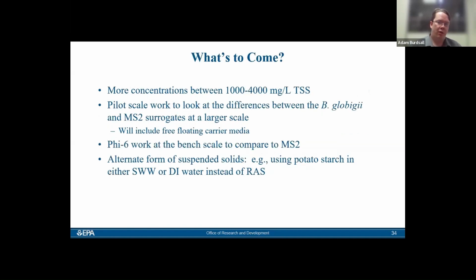For this study, before we can call it finished, we still need to test some more suspended solid concentrations, particularly in that 1,000 to 4,000 milligrams per liter total suspended solid range. We'll also be conducting some pilot scale work in the activated sludge treatment system from the first study to look at the differences between the surrogate's behavior at larger scales. We'll also get to see if MS2 emission is mitigated by free-floating carrier media as well as BG was.